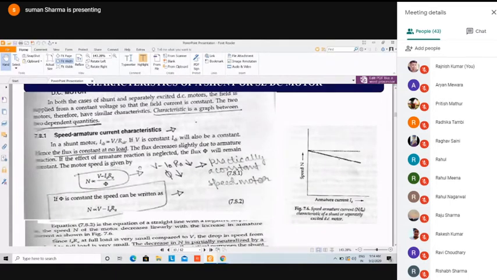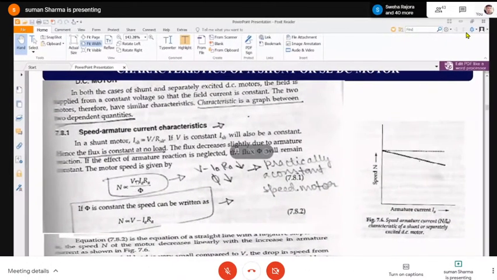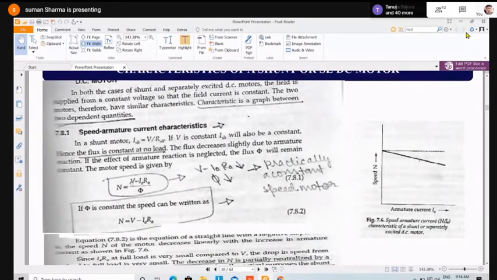So the motor speed is given by N is proportional to Eb upon phi. What is back EMF? Back EMF Eb is equal to V minus IaRa, that divided by phi. ये इक्वेशन कहाँ से आई? Anybody? What is your E? What is Eb? बैक EMF की इक्वेशन क्या होती है?